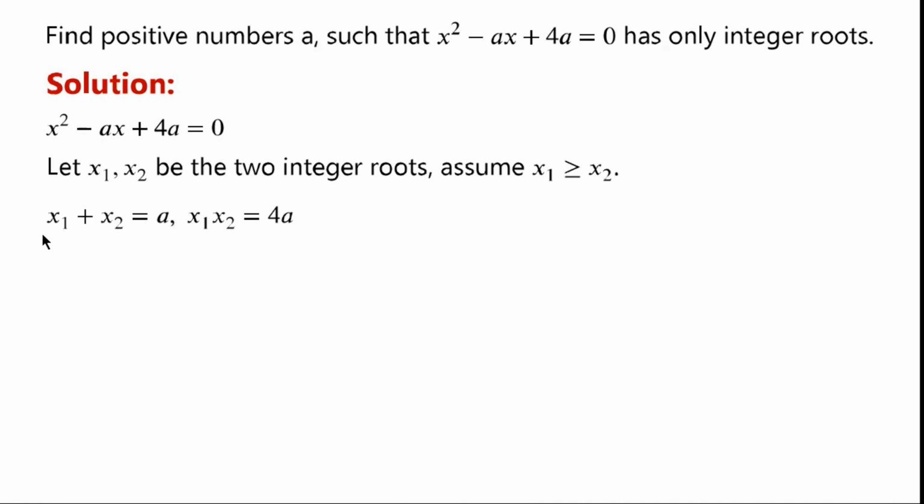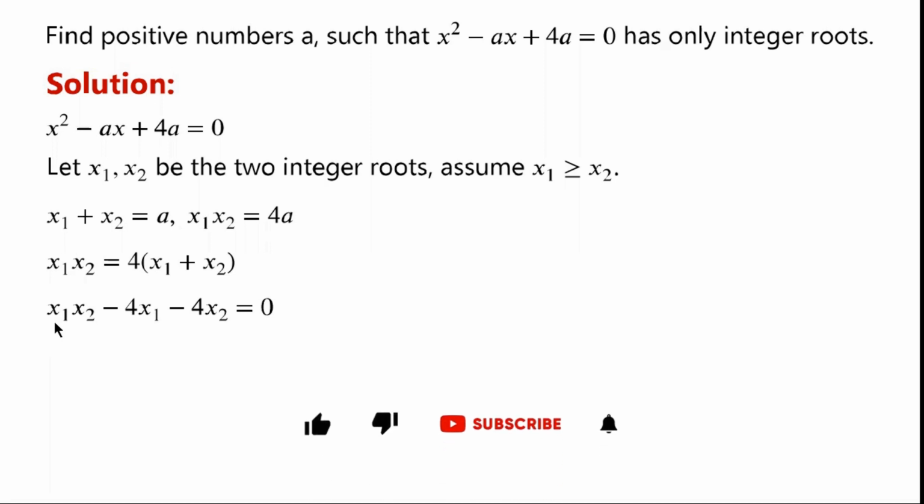By Vieta's formulas, x1 plus x2 equals a, and x1 x2 equals 4a. So we can now write x1 x2 equals 4 times (x1 plus x2). By rearranging the equation, we can now write x1 x2 minus 4x1 minus 4x2 equals 0.